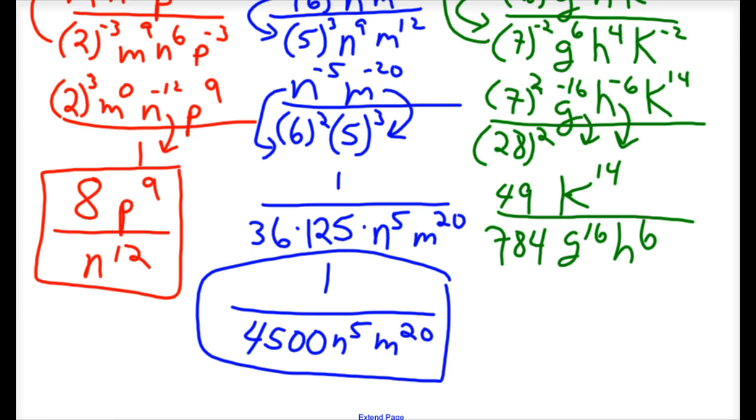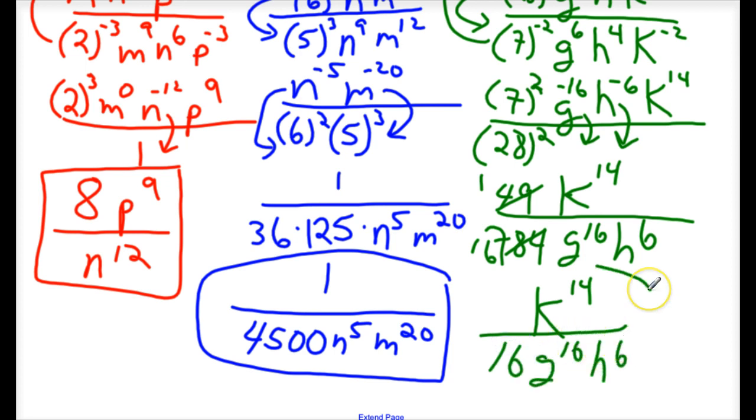Now wait, we're not done. 49 over 784 could probably be reduced. Do you know how to type in fractions in your calculator? Everybody type in 49, fraction key, 784, hit equals. 1 over 16. 49 goes into 784 16 times, and you know that because 28 and 7 go into each other. So it's k to the 14th over 16, g to the 16th, h to the 6th. And that was that one.